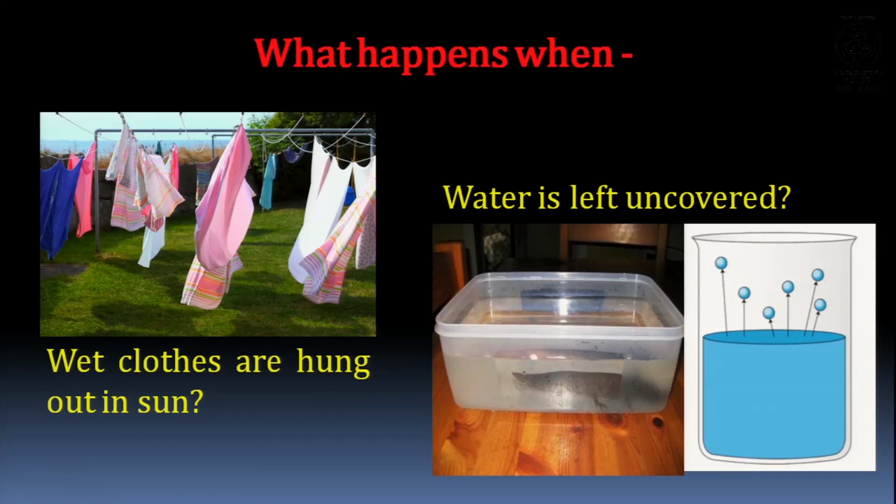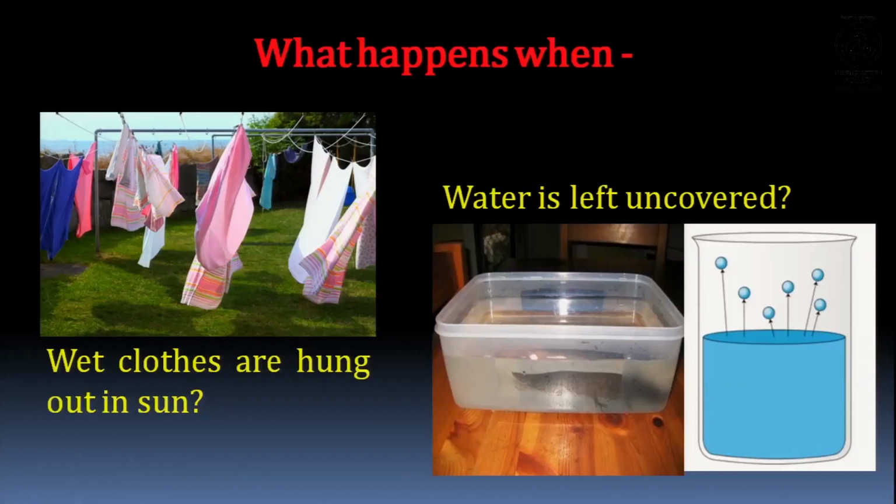Children, what happens when wet clothes are hung in sun? You do it every day. Sometimes water is left uncovered. What happens? From the wet clothes, the water gets vanished. They dry up. Where does it go? And if water is left uncovered, the level also decreases, is not it?